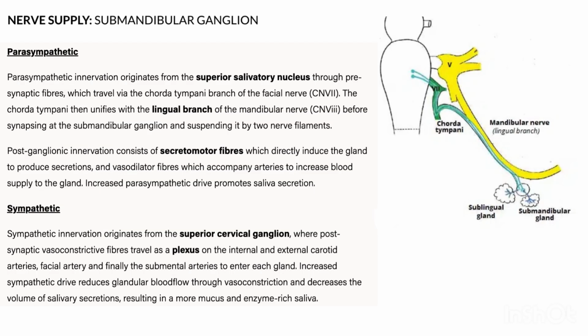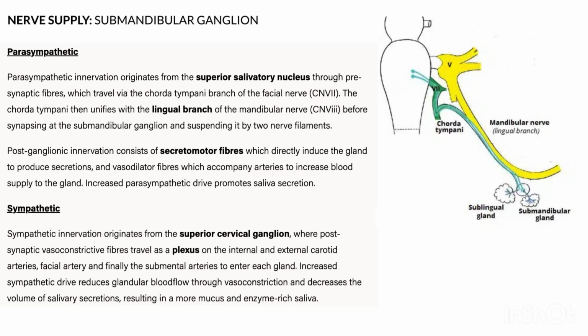The nerve supply. Now talking about the parasympathetic innervation. The preganglionic fiber arises from the superior salivatory nucleus, travels via the chorda tympani branch of the facial nerve, which joins with the lingual branch of the mandibular nerve. Then this will synapse at the submandibular ganglion, after which the postganglionic fibers go to the submandibular gland. We can see in the diagram. That much we need to remember.